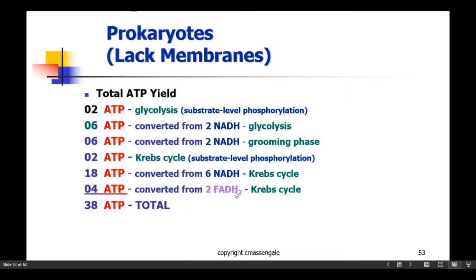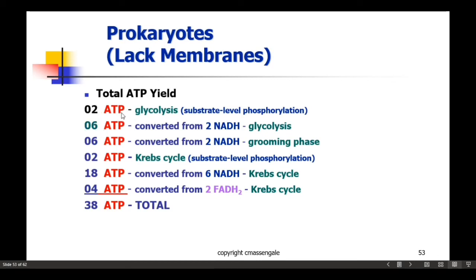Now, on the other hand, for prokaryotes, those organisms whose cells lack membrane-bound organelles, they actually have a greater yield of ATP. So in total, they get a total of 38 ATPs. The 2 molecules of FADH2 in the Krebs cycle are equivalent to 4 ATPs. 6 times 3, that's 18. In the Krebs cycle, there is also a production of 2 ATP molecules through substrate level phosphorylation. In the grooming phase, 2 times 3, that's 6. And for glycolysis, that's 2 times 3, that's 6.